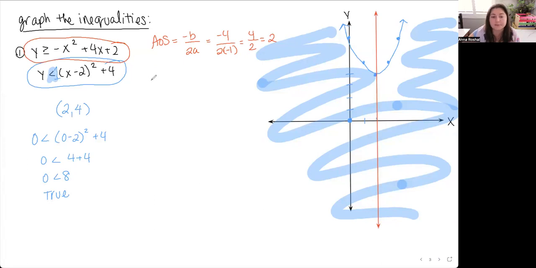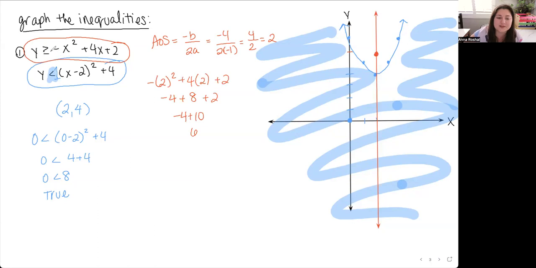So I'm going to do negative 2 squared plus 4 times 2 plus 2. So this will be 8 plus 2, and this will be negative 4. So I have negative 4 plus 10, which is 6. So I'm going to find 6. So I have 1, 2, 3, 4, 5, 6, somewhere here, let's say. So here we are. This is my vertex for this particular function.